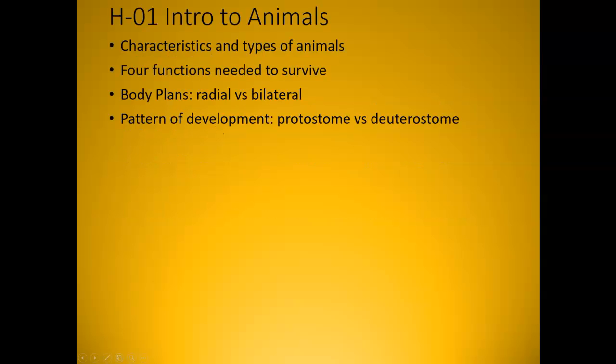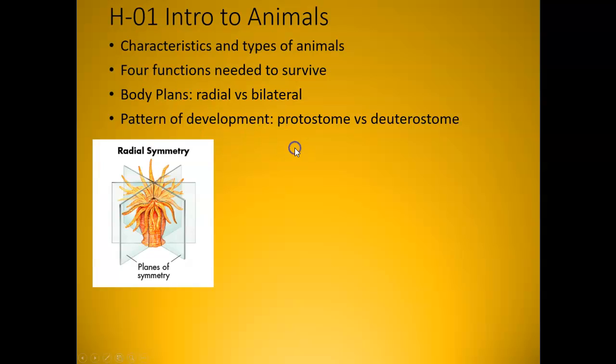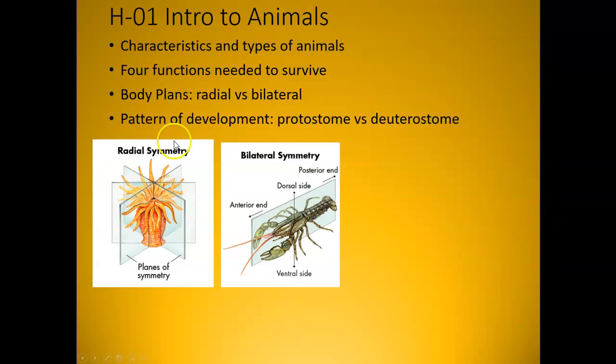The first thing that we looked at was intro to animals: characteristics and types of animals, the functions they need to survive, and body plans, radial versus bilateral. If we look at body plans here, radial is that cross section where you've got one spindle through, and you can split it in a bunch of different ways and end up with two mirror halves. With bilateral, there's really only one way you can run that plane through and end up with two mirror halves. Bilateral, bi is two-sided.